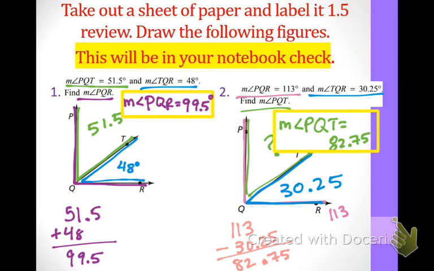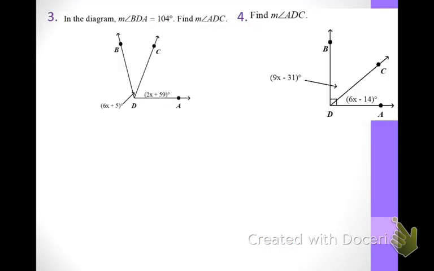Changing screens. Go ahead and draw this. All right, so we're going to begin number 3. So, it says in the diagram, the measure of BDA is 104. Find the measure of ADC. Are these angles equal? No. What would it say in the directions if they were? Bisect. It doesn't say that. What would it have in the picture if they were?